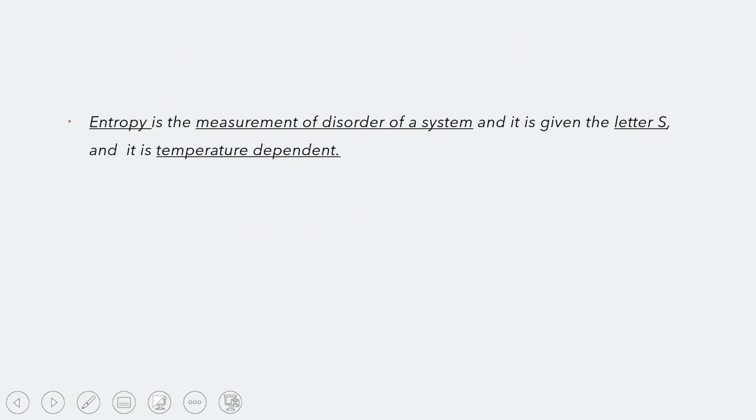Okay, so now we're going to talk about delta S. Delta S, which is also known as entropy, is the measurement of disorder of a system, and it's temperature dependent. The way I think about it, it's how energy is being dispersed in something. So something in here would be your system. Just a reminder what a system is versus surrounding.